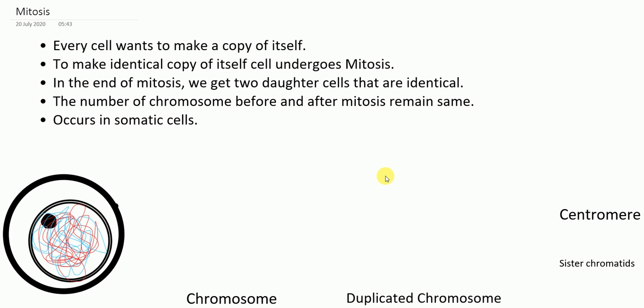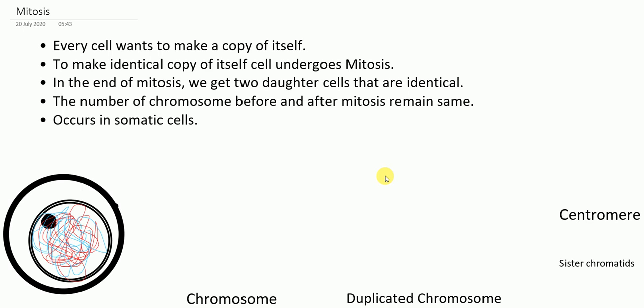Every cell wants to make a copy of itself, and for that to happen, it undergoes the cell cycle. The cell cycle is divided into various stages. We will not be discussing the G1 stage, S phase, and G2 phase in this video; there will be an upcoming video about that. In this particular video, we'll be discussing the M phase, or the mitosis phase, of the cell cycle.